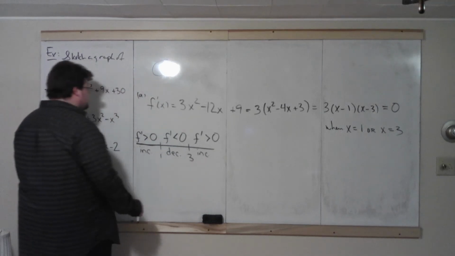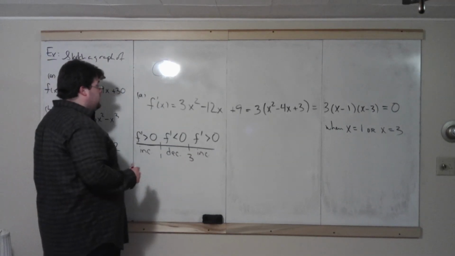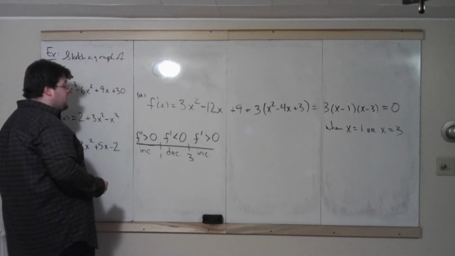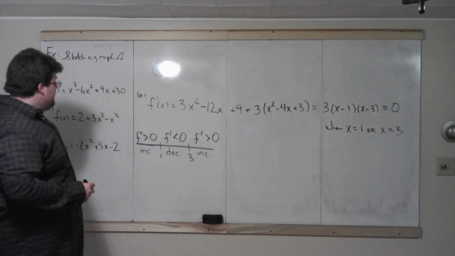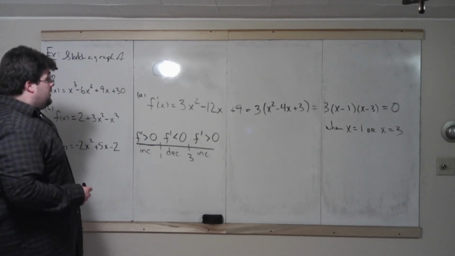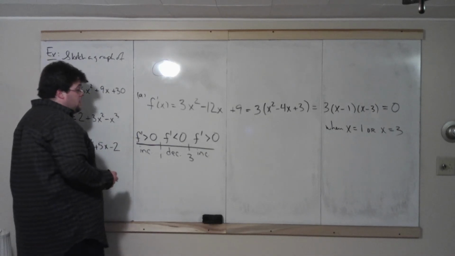The original function is increasing on this interval and that interval and decreasing on that interval. So let's do the same thing with the second derivative. It's going to look almost identical to what we're doing. We're going to get another number line.